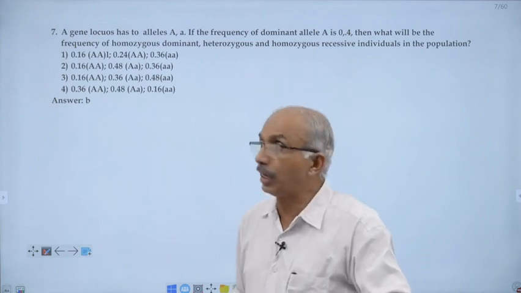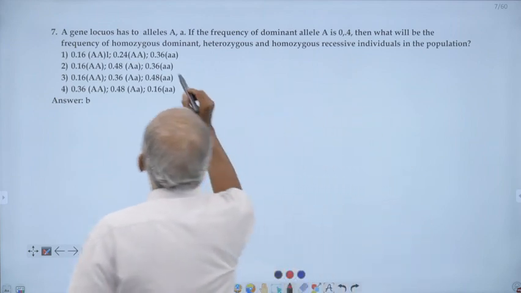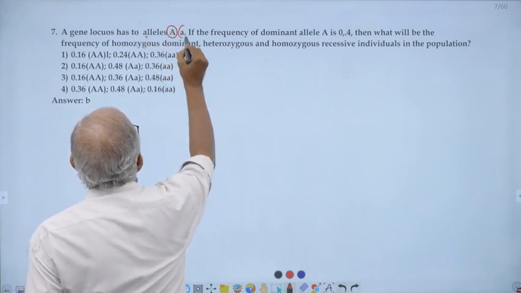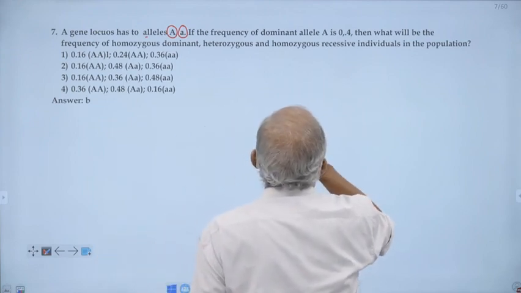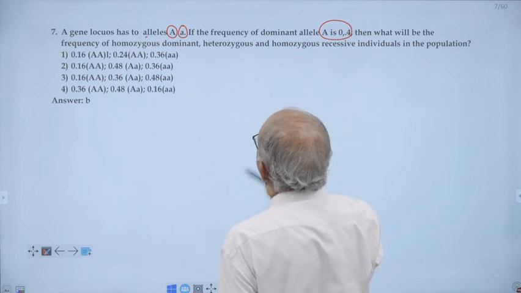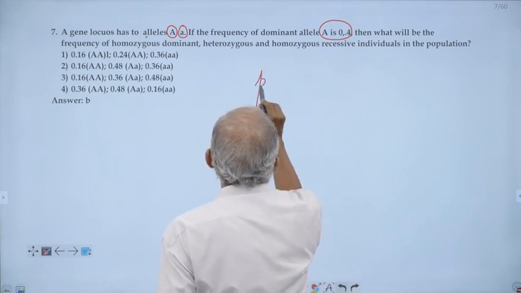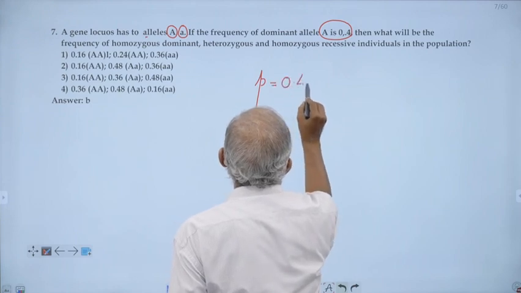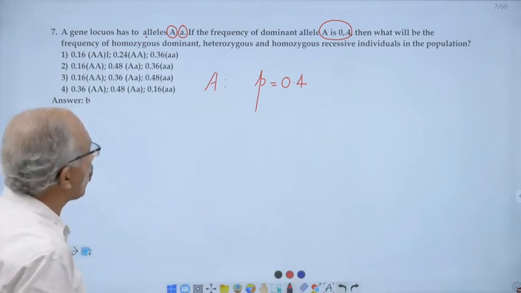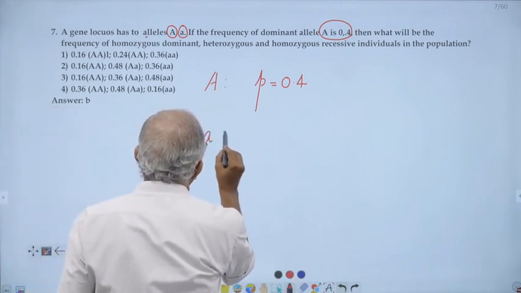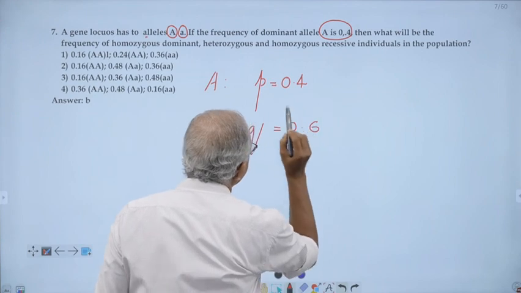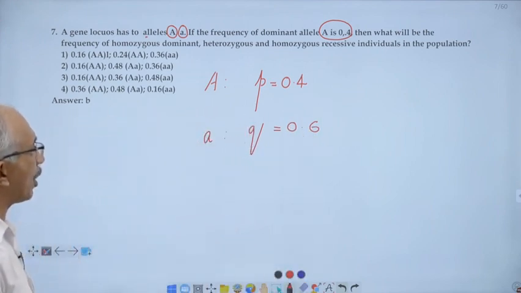In a gene locus, the two alleles are capital A and small a. The problem says the frequency of capital A is 0.4. Capital A, P equal to 0.4. That is the dominant allele. Then the frequency of the recessive allele is Q, which is 1 minus 0.4, that gives 0.6.